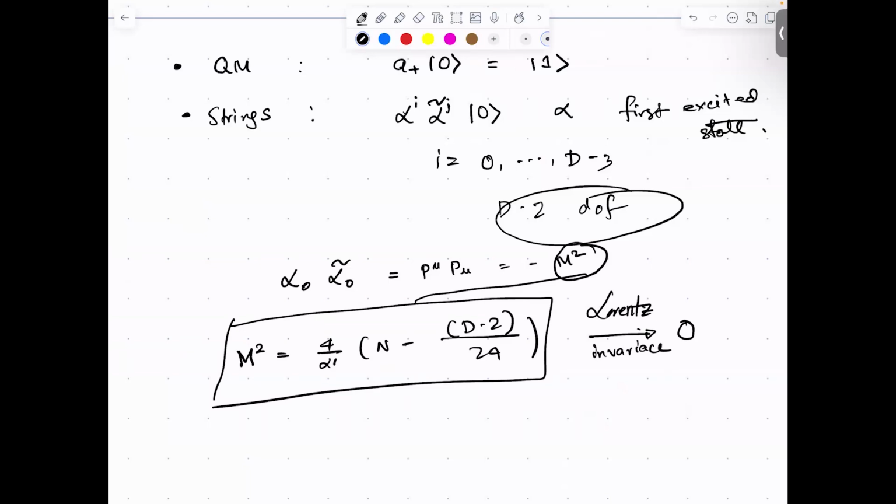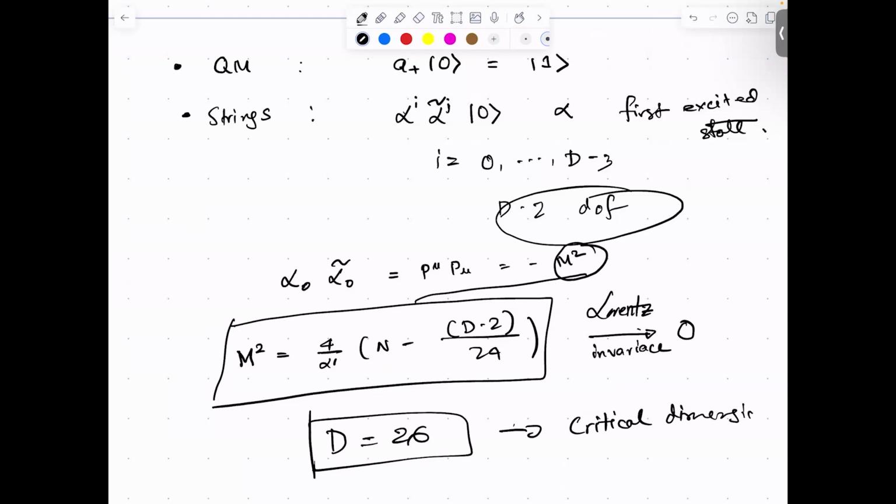When is this mass squared 0? D equals 26. That's sometimes called the critical dimension of bosonic strings.